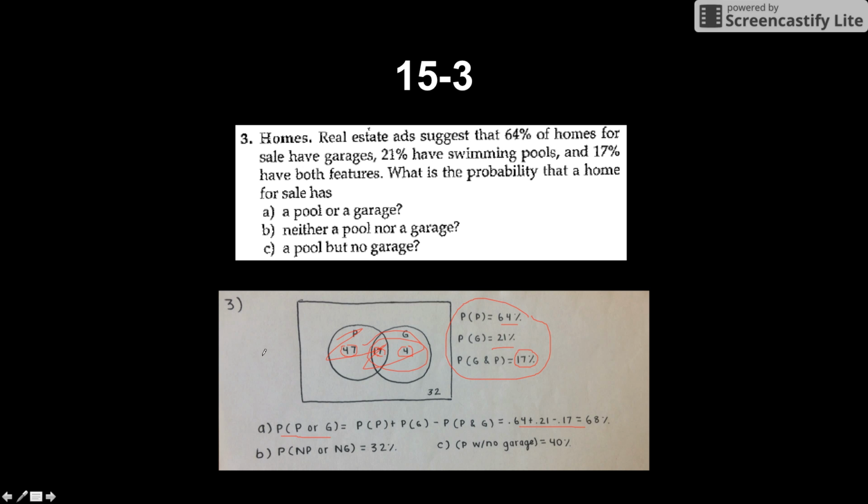The probability of no pool or no garage, well, I just figure out what is missing. The whole rectangle has to always equal 100%. We already had 68% here, so that would leave 32 there. So that is the probability of not having one.